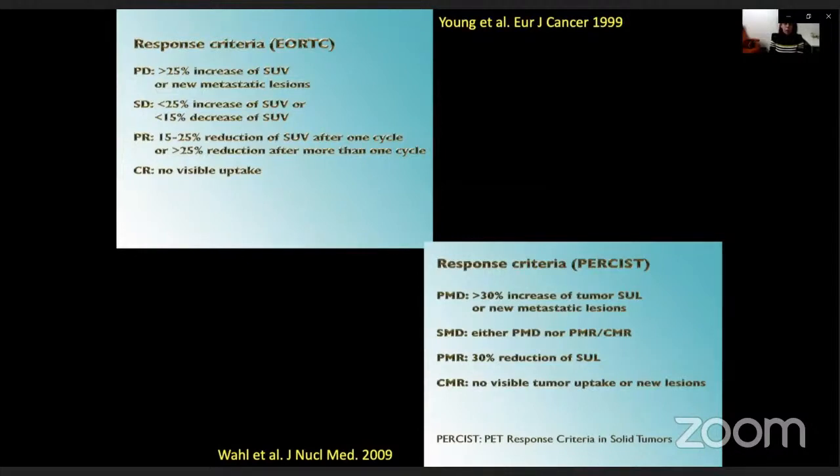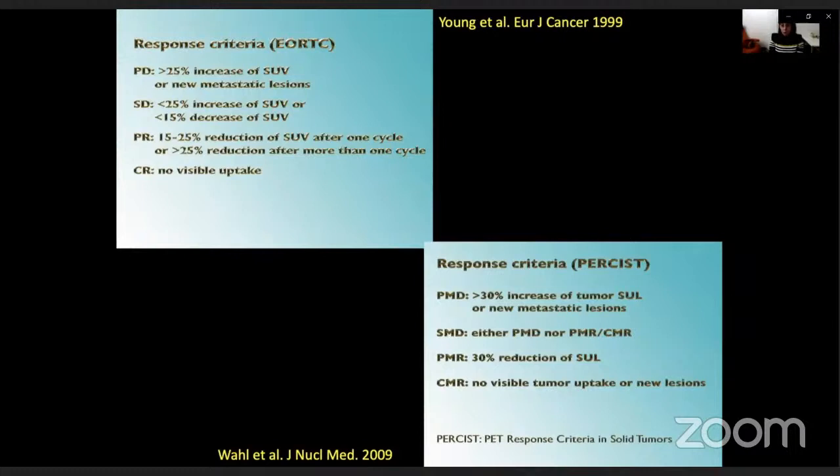One problem is the response criteria. The response criteria for PET-CT are the EORTC and the PERCIST criteria. EORTC were defined by Young et al. in 1999, and EORTC criteria were based on solid tumors and on cytotoxic chemotherapeutic approaches. So these criteria are actually not the proper ones for immunotherapy monitoring.